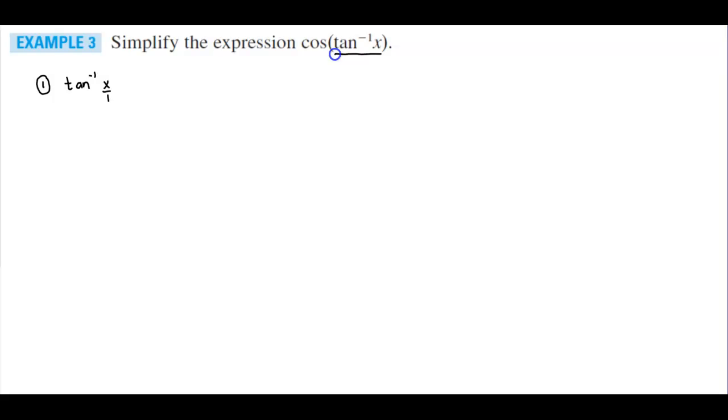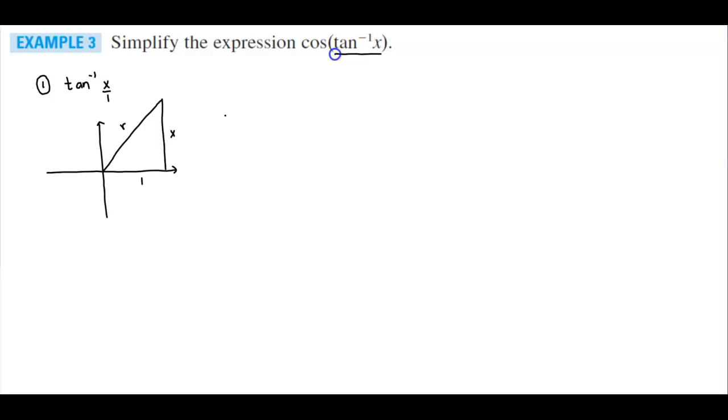Okay, by it being x over 1, we're going to then draw our triangle. So we have our triangle here. When it's tangent, we know it's the value of y over x. So the value of y in this case is going to be x, the value of x is going to be 1. And we want to figure out, okay, what is the hypotenuse? Or we can call this r, right?